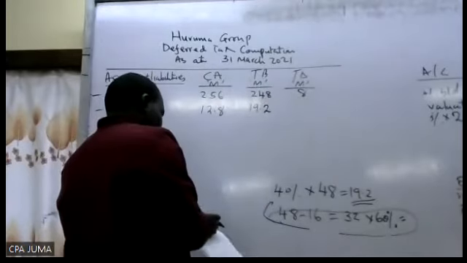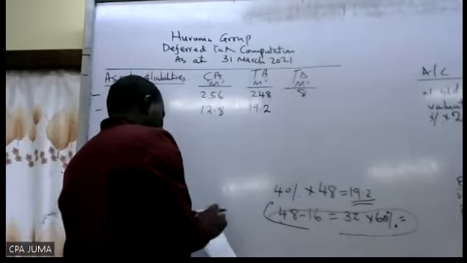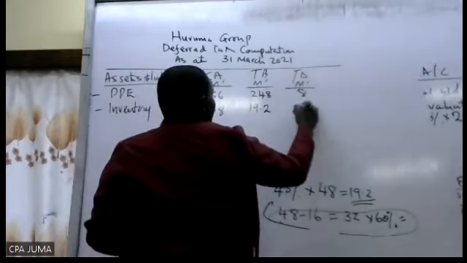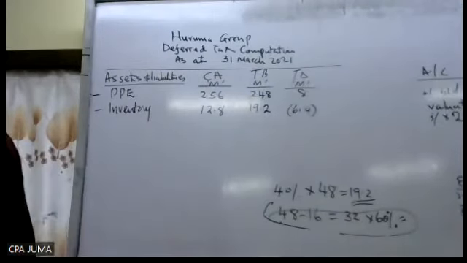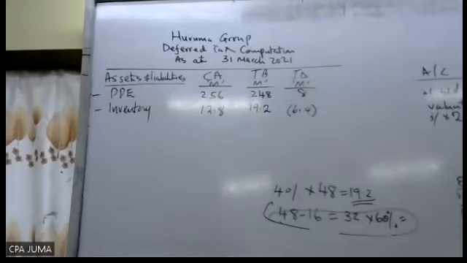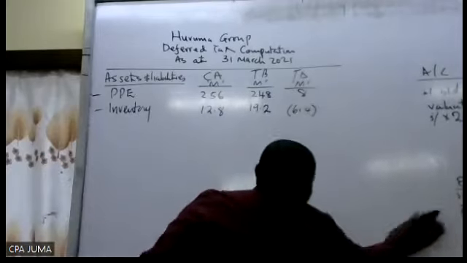So that one comes to 6.4. But nobody will ask you in the exam how you got 19.2. There is no problem. At least you know tax is the cost. Okay, we proceed.